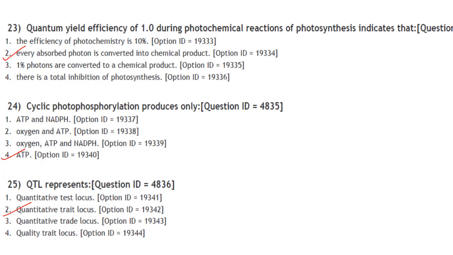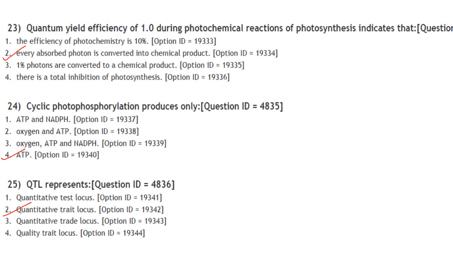The next one. Quantum yield efficiency of 1 during photochemical reaction of photosynthesis indicates that. So, the quantum yield of a photochemical reaction describes the number of molecules undergoing a photochemical event per absorbed photon. That is, number of molecules undergoing the reaction of interest divided by number of photons absorbed by the photoreactive substance. In photosynthesis, it is micromole of carbon dioxide fixed per micromole of photon absorbed. So, a quantum yield of 1 describes a process where each photon absorbed results in a molecule of carbon dioxide being fixed or results in a photon being emitted. So, the answer here is option 2. Every absorbed photon is converted into chemical product. Answer is option 2.